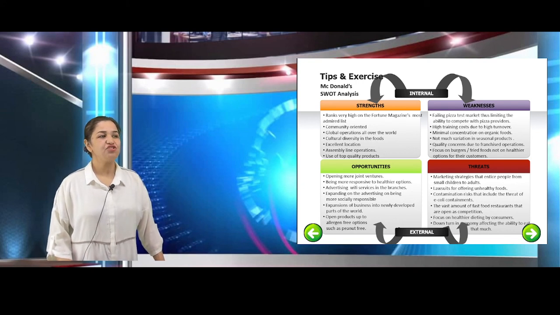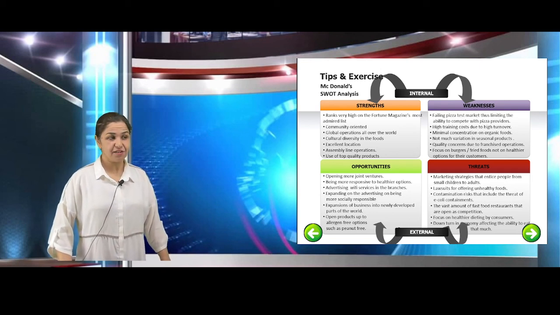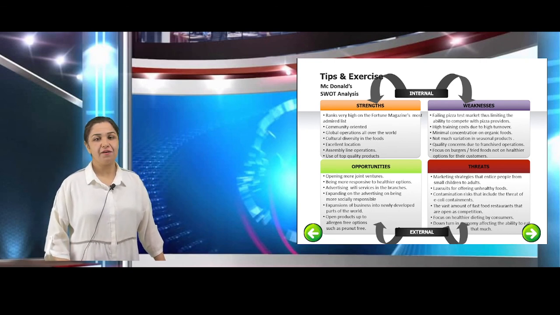Not much variation in seasonal products. So you cannot find some seasonal products on your fast food meal. Quality concern due to the franchise operation. Focus on burgers, fried foods, not on healthier options for their customers. So customers always prefer having healthy food. That is the weakness of the fast food restaurant.